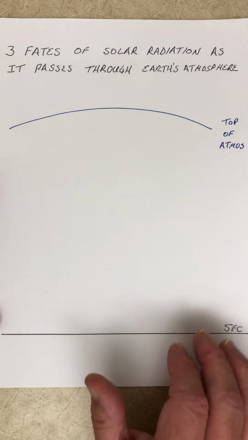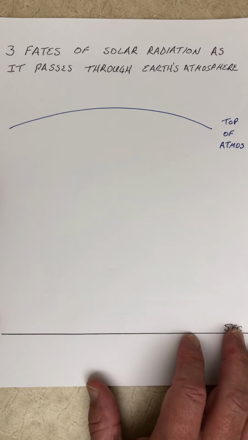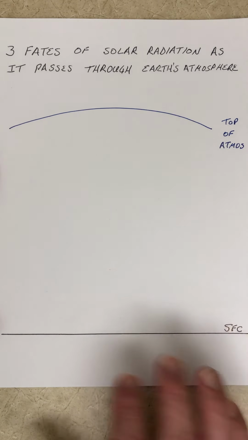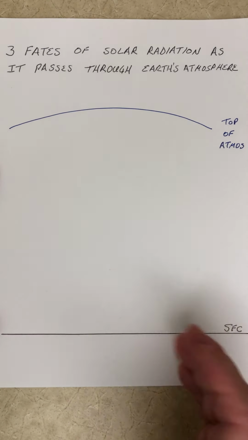Hi class. We're now going to take a look at what can happen to solar radiation as it passes through the Earth's atmosphere. And so this figure that I'm going to draw is going to be really, really important.